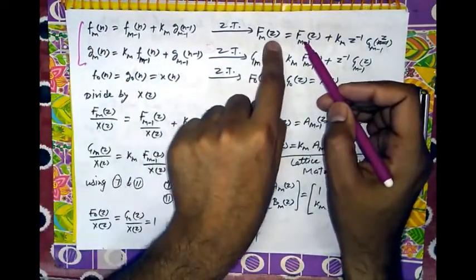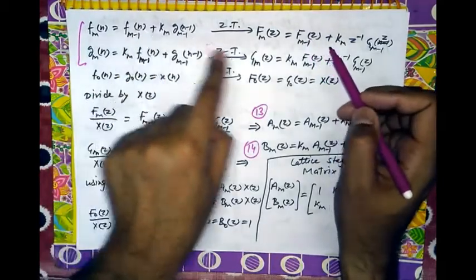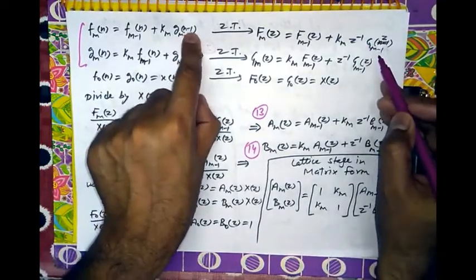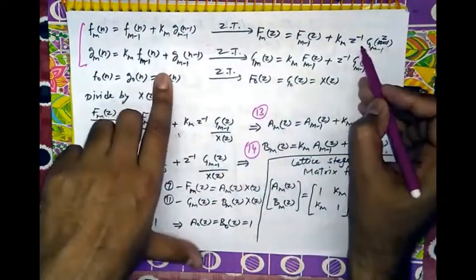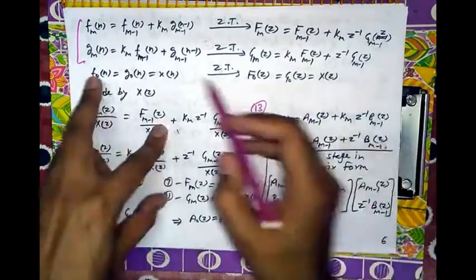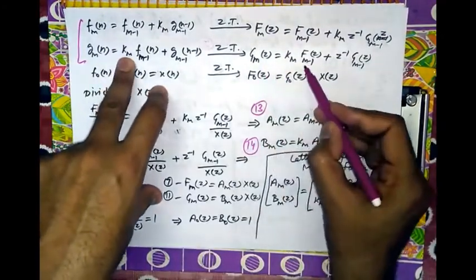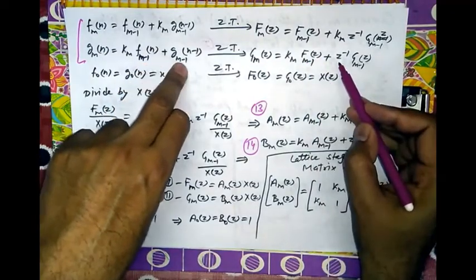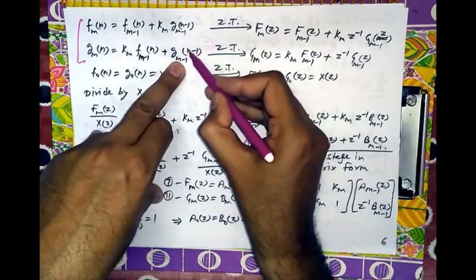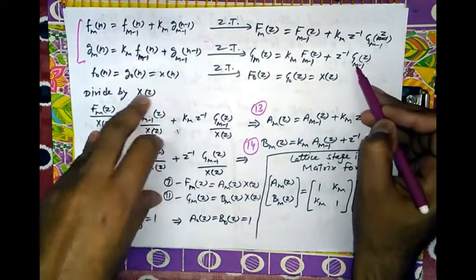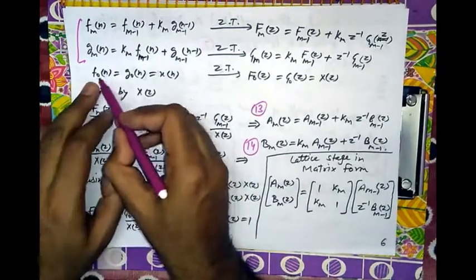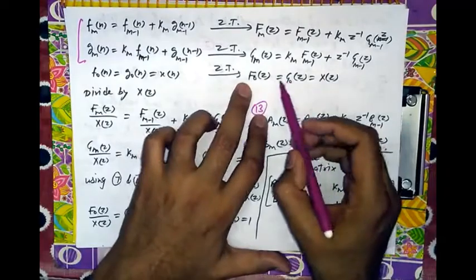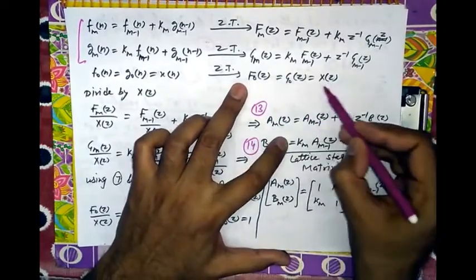F_m(n) corresponds to F_m(z), f_(m-1)(n) corresponds to F_(m-1)(z), k_m is constant, g_(m-1)(n-1), this delay is shown by z inverse, and it is G_(m-1)(z). Again g_m(n), G_m(z), k_m constant, f_(m-1)(n), F_(m-1)(z), and g_(m-1)(n-1), this n minus 1 delay corresponds to z inverse, and again G_(m-1)(z). And the initial conditions, f_0(n) is equal to g_0(n) equal to x(n). The initial condition is also taken in z domain, F_0(z) equal to G_0(z) equal to X(z).